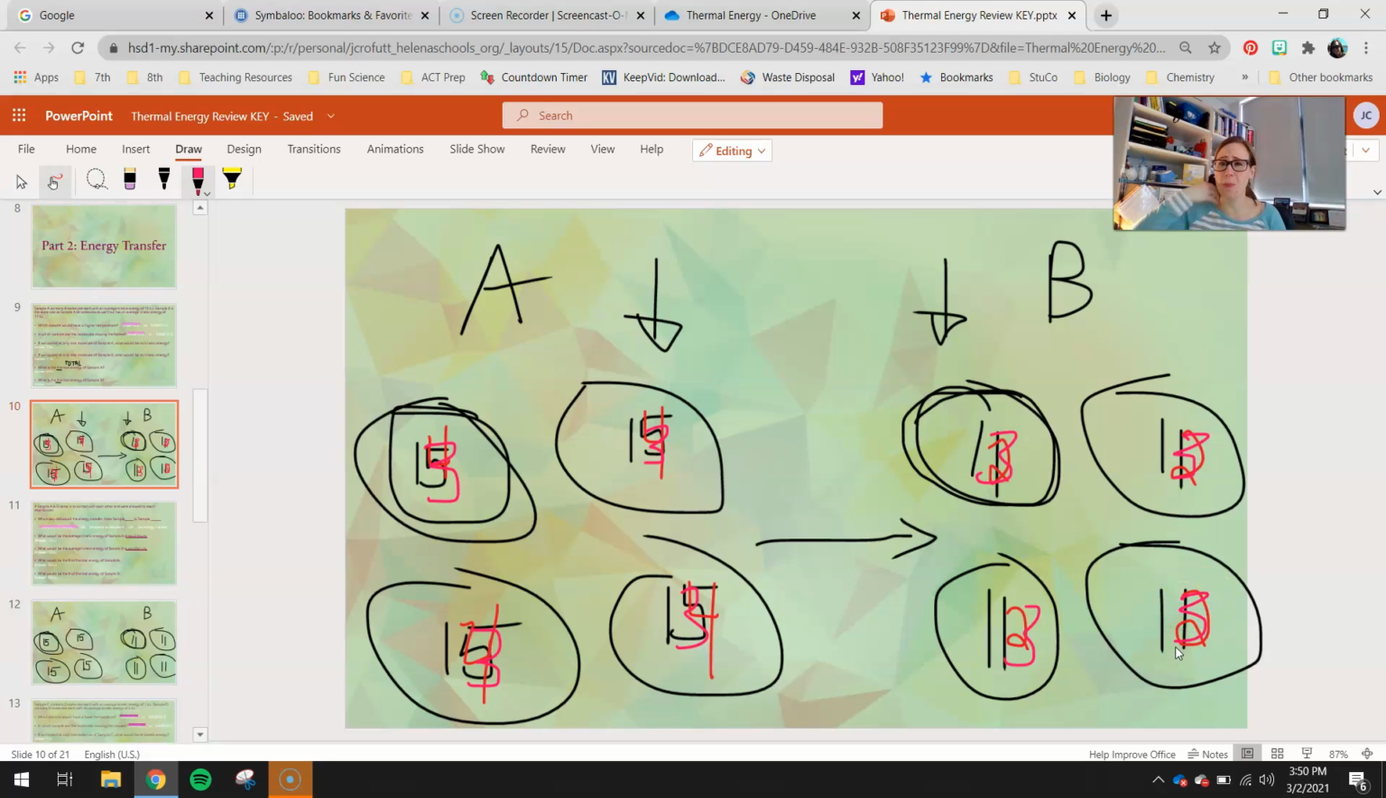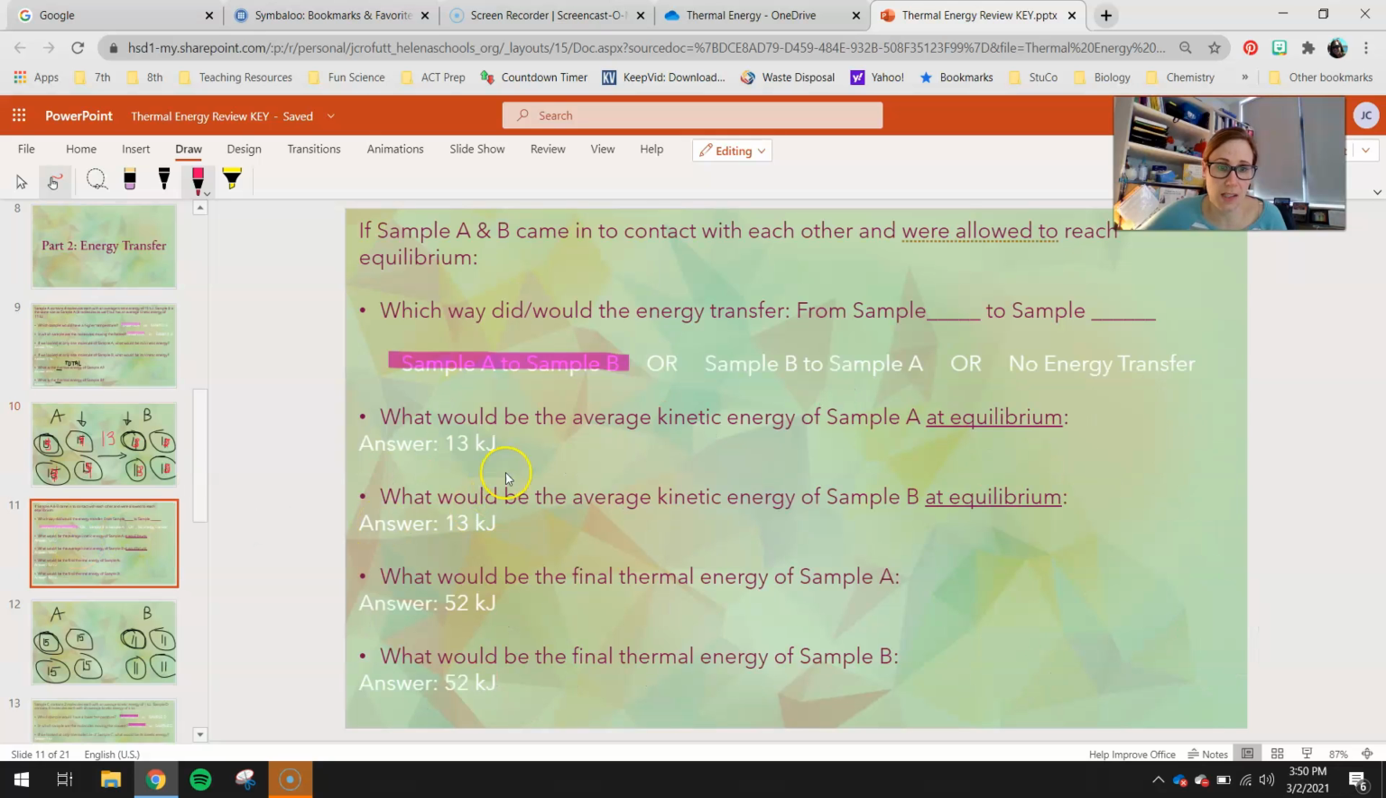The other ones are a little bit easier, not quite as many, not quite as high of a number for you guys. All right, so at the end of this, when we've hit equilibrium, every molecule in sample A and every molecule in sample B have 13 kilojoules of energy. They are at equilibrium. Okay, so 13 kilojoules, that would be your average kinetic energy for A and B.